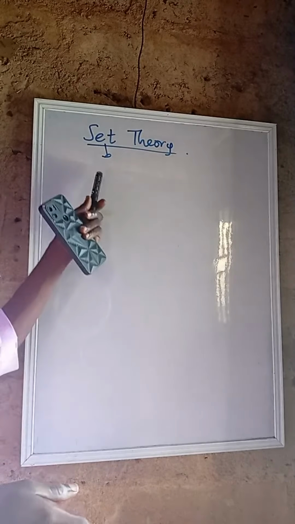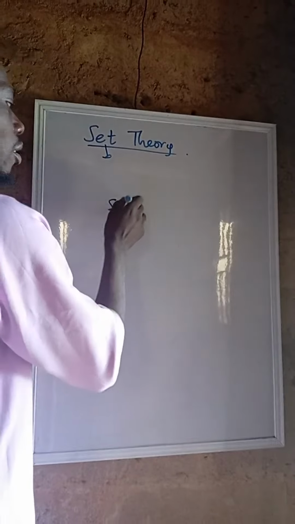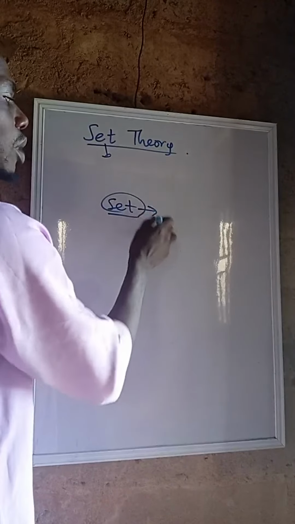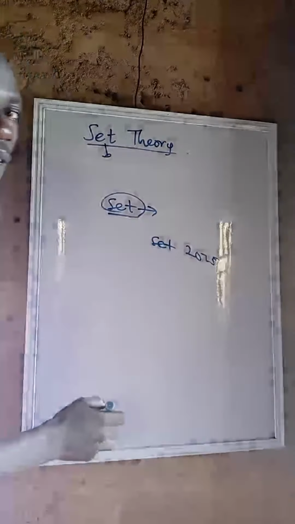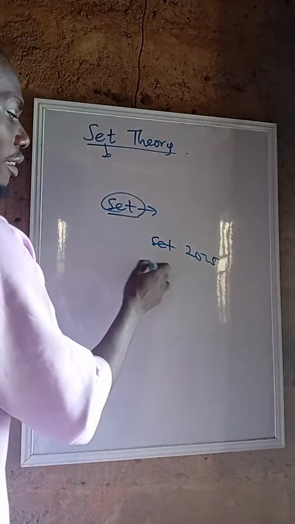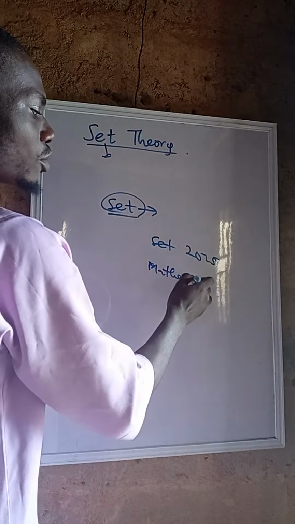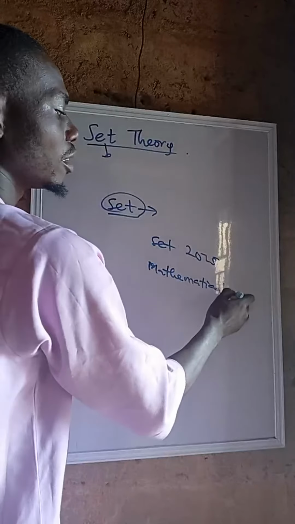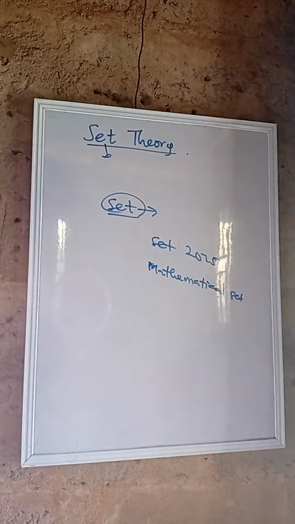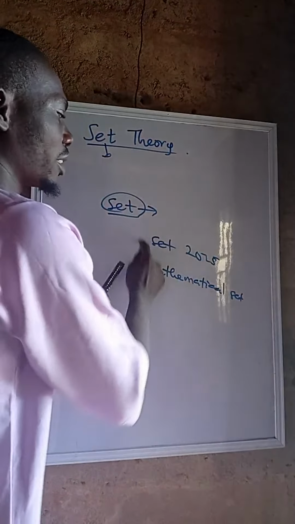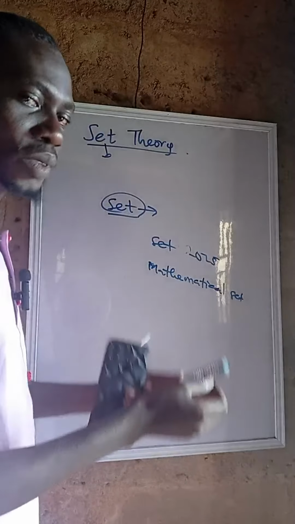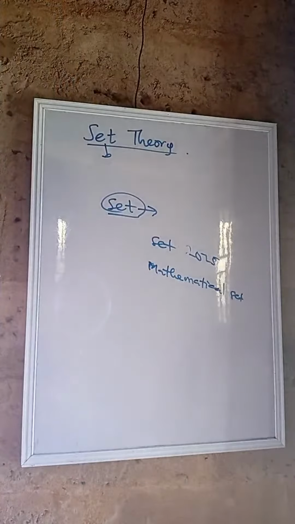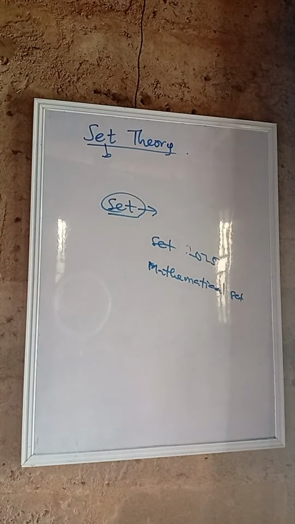I'm very sure you'd have heard of the word set before. Maybe "set off", or we say "set 2025", mathematical sets, and any other sets. So in short, the definition for set is a collection of well-defined objects. So set is a collection of what? A well-defined object. That is just set basically.